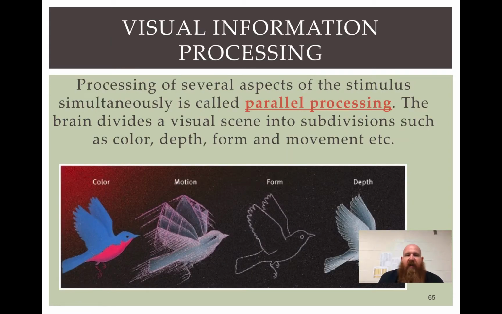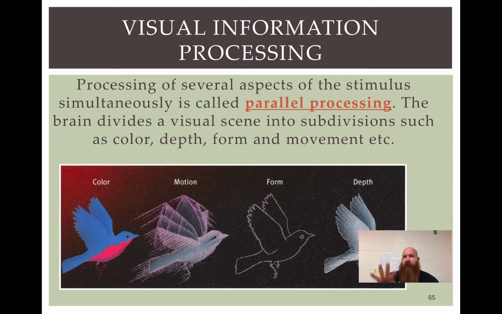Parallel processing is fairly important. This processing of several aspects of the stimuli simultaneously is called parallel processing. The brain divides a visual scene into subdivisions such as color, depth, form, and movement. So when we see something moving, there are 4 different things going along. So when I see a deer bounding through the woods, there are 4 things happening there. I see the color of the deer, the brown and the white.